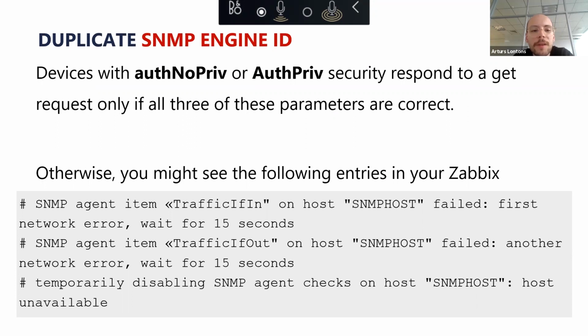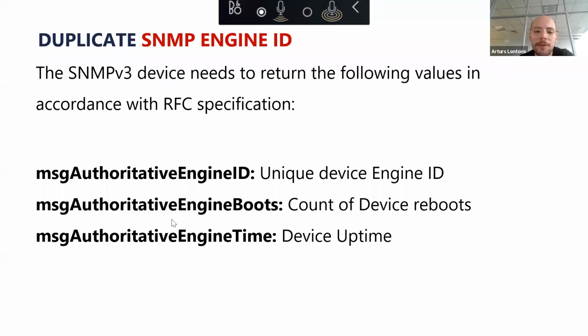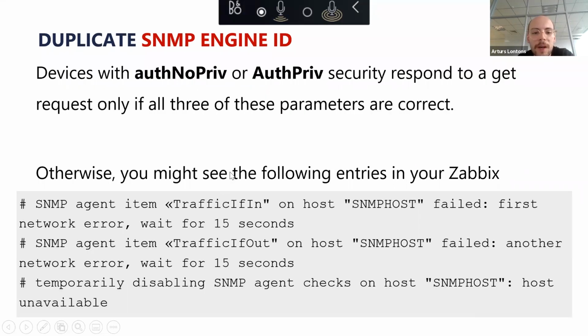So devices with authentication and privilege, with privacy encryption, respond to a GET request only if all three of those parameters are correct. Otherwise, if any of those are not correct, you will be seeing something like this in your log file. First network error, second network error, and eventually your host will go unavailable.